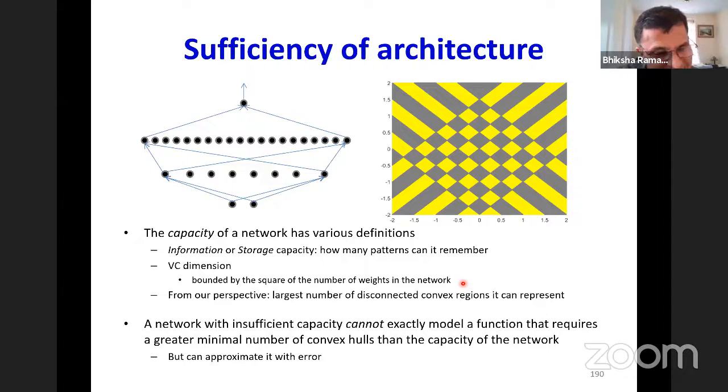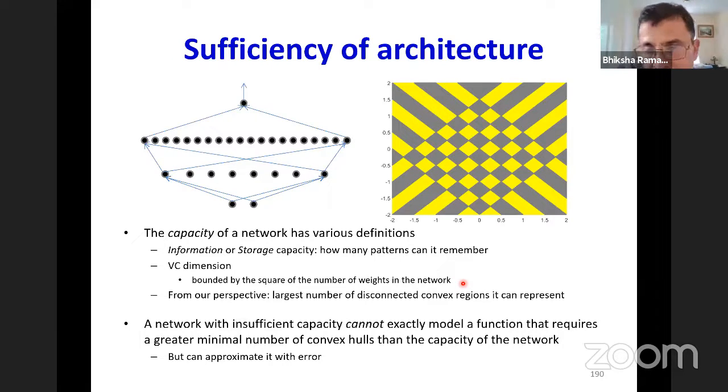Now, the problem is it's really hard to quantify this network capacity, except in very simple cases like where you have threshold activations. And so you have various definitions for network capacity, like information or storage capacity, VC dimension.